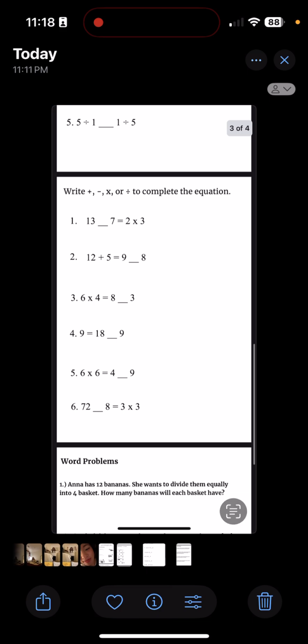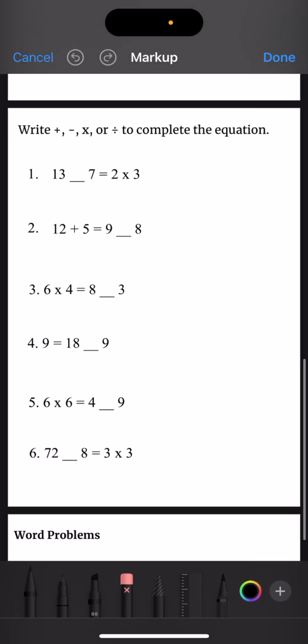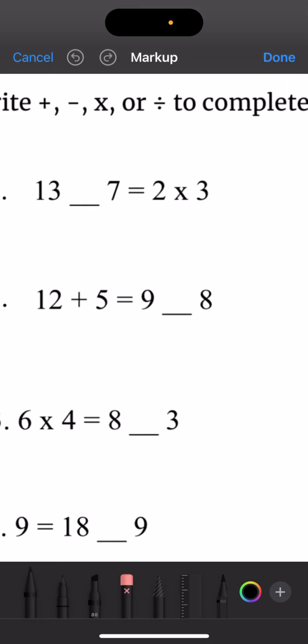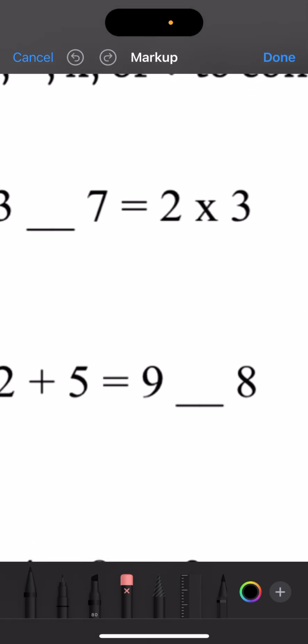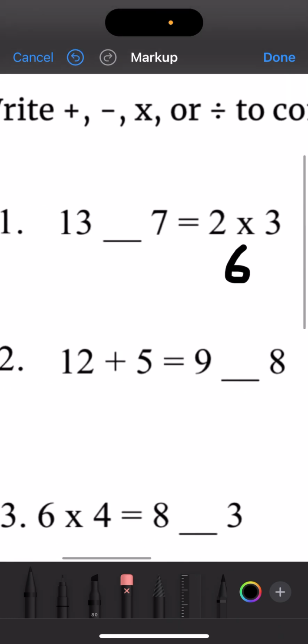Let's move on. Write plus, minus, multiplication, multiply or divide to complete the equation. 13 blank 7 is equal to 2 times 3. Let's just solve the right side first because we already have everything that we need. 2 times 3 is equal to 6. 13 blank 7 has to equal 6.